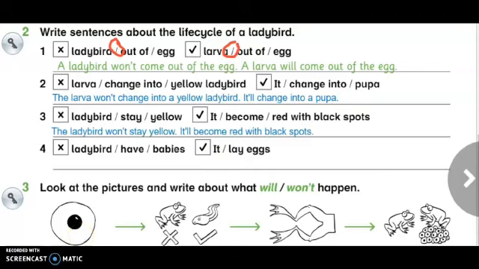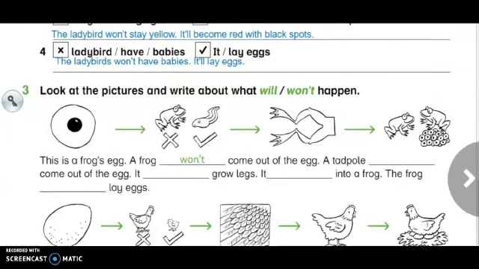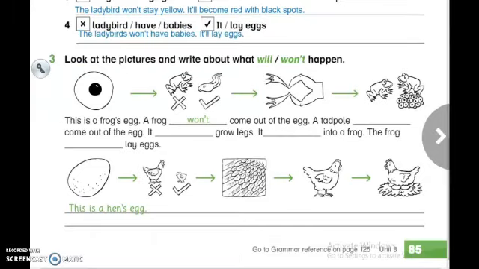Now please move to number 4. The ladybird won't have babies. And the next sentence, it'll lay eggs. My students, now move to the next activity, the third activity. Look at the pictures and write about what will or won't happen.